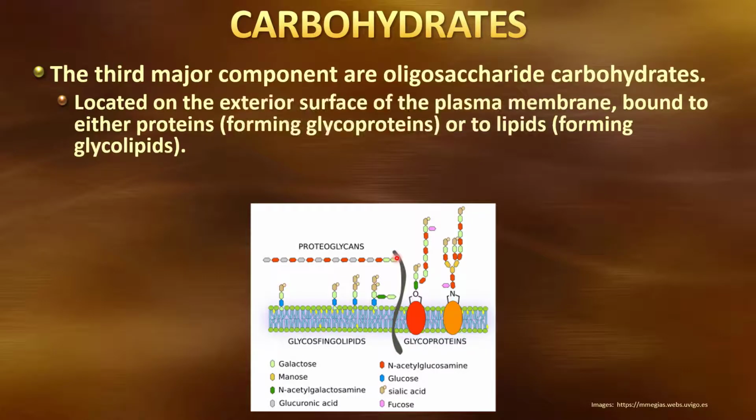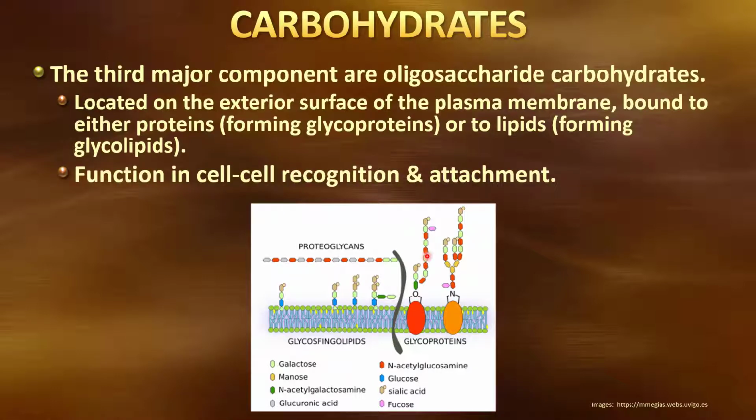These are typically located on the exterior surface of the plasma membrane. Before, we saw molecules on both sides of the membrane. If this is the cytoplasm down here, this is the inner surface of the cell, and this is the outer surface of the cell up here, with the extracellular fluid surrounding the cell. These carbohydrates are on that outer surface of the cell, not the inner surface.